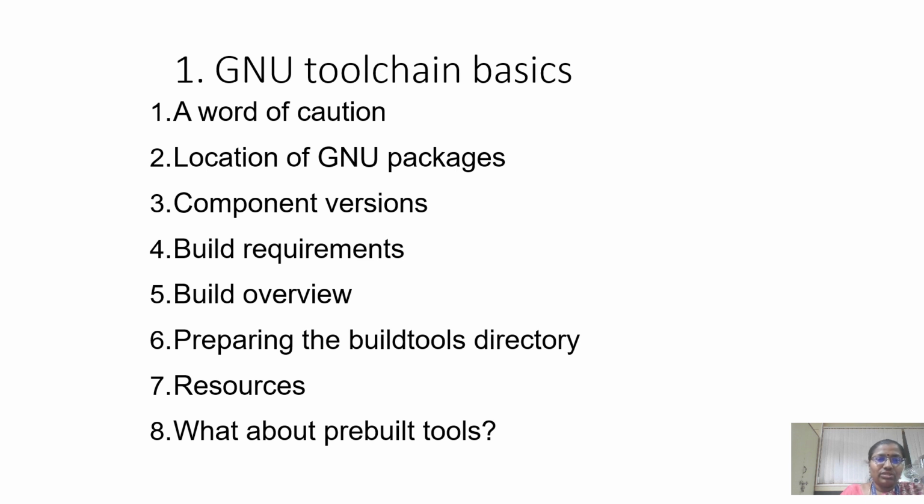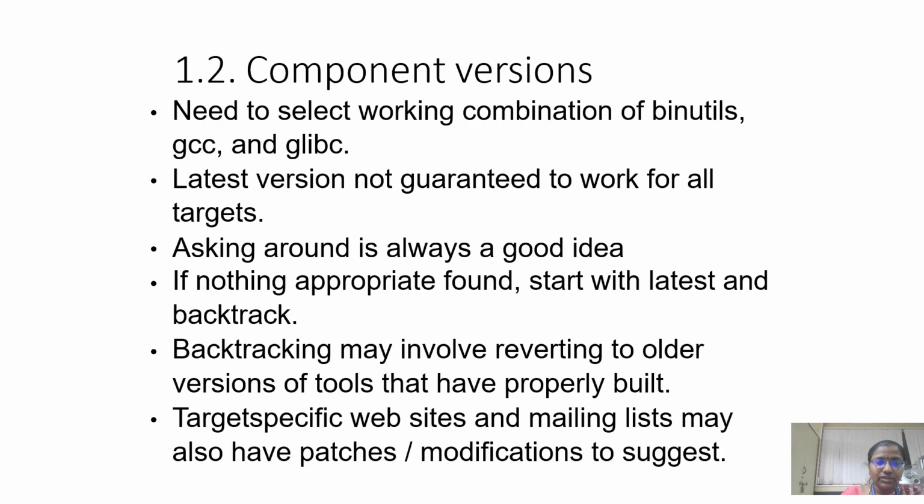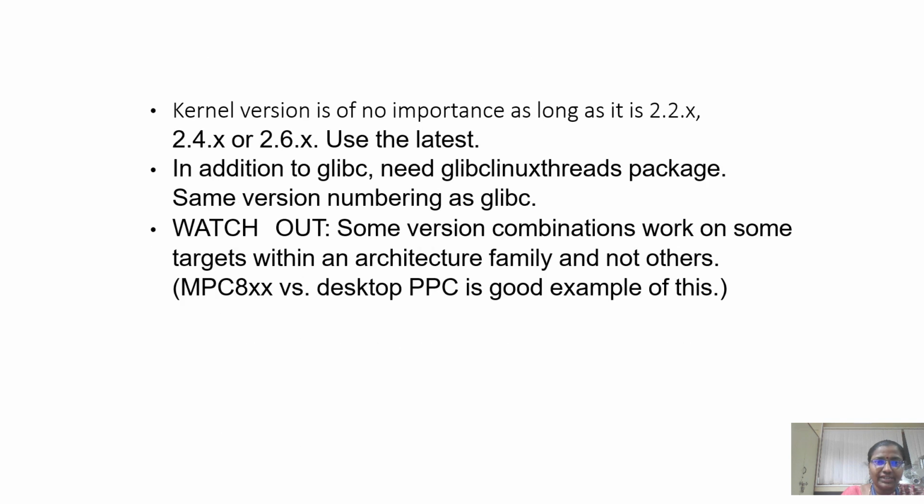First you have to search for the location of the GNU packages, find the recent versions of the GNU packages, and check for the latest versions. Then consider the build requirements, the build overview, and preparing the build tools directory for your project. So the first step is to locate your GNU packages. These are the websites where you can locate them: binary utilities, C compiler headers, C library headers. You have to check for the latest version of the header files.